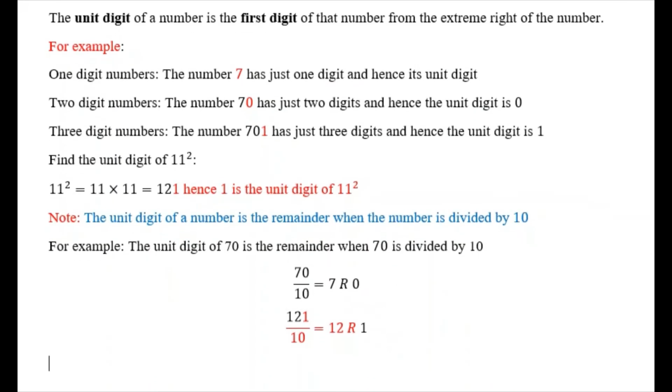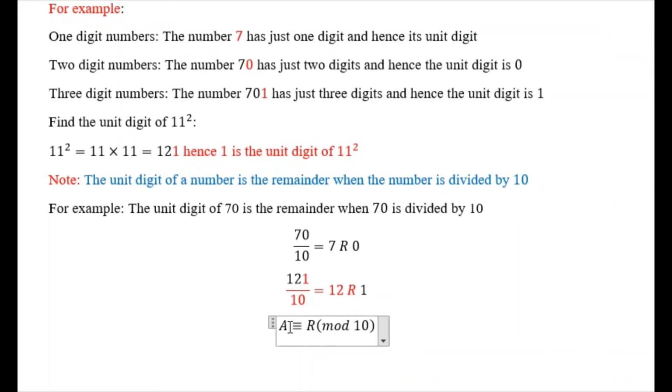All right, now let's write this relationship in modulo arithmetic. If I want to find the unit digit of a number, say the number is a, all I need to do is write a in the congruence form, that is a congruent to r in mod 10. That's what I need to do, because this linear congruence means that if I take a and divide it by 10, the remainder is going to give me r, and this remainder r is the unit digit of the number.